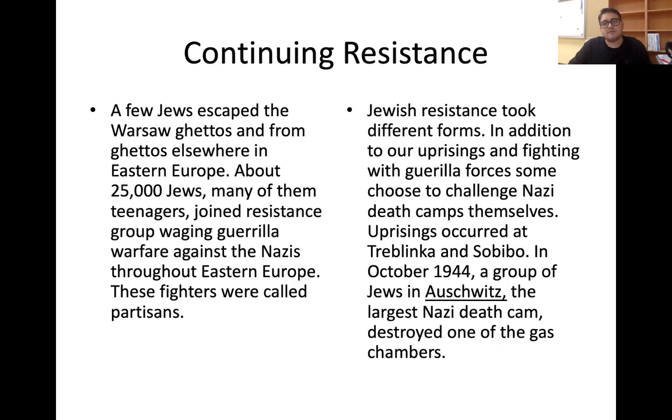Jewish resistance took different forms. In addition to the uprisings and fighting with guerrilla forces, some chose to challenge Nazi death camps themselves. Uprisings occurred at Treblinka and Sobibor. In October 1944, a group of Jews in Auschwitz, the largest Nazi death camp, destroyed one of the gas chambers. That was actually successful, and it slowed down the annihilation a little bit.